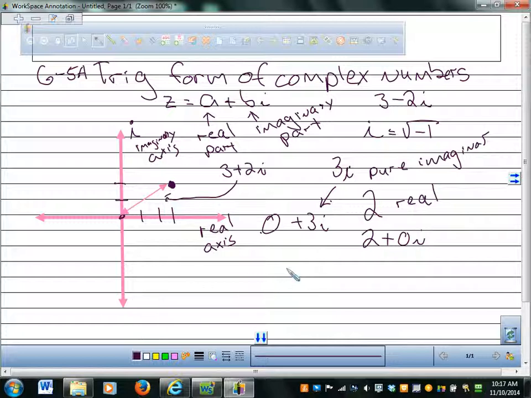Where would negative 2i be? Where would negative 2i be? Just straight down.